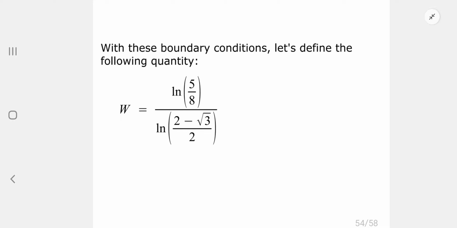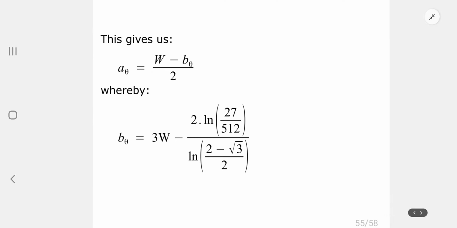With these boundary conditions, let's define the following quantity. W equals the natural log of 5 over 8 divided by the natural log of 2 minus the square root of 3, all divided by 2. This gives us A_theta equals W minus B_theta divided by 2, whereby B_theta equals 3W minus 2 times the natural log of 27 over 512, all divided by the natural log of 2 minus the square root of 3 divided by 2.